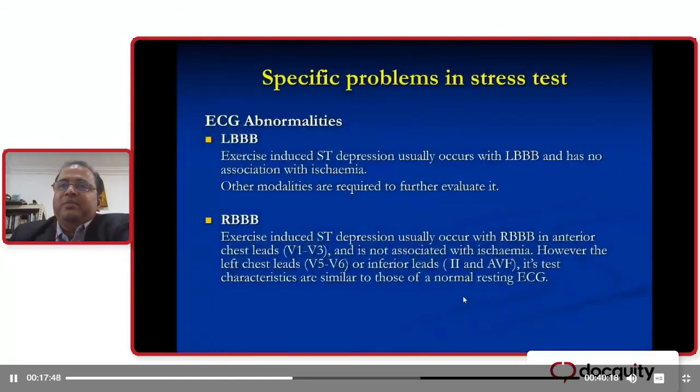So you can have problems when you got especially left bundle branch block. Right bundle branch block, you can still do the stress test, but there's certain areas you might not be able to interpret. But left bundle branch block is a no-no for stress test, and it is also a no-no for stress echo, because you have wall motion abnormalities with left bundle branch block you cannot interpret. So basically, you will need either a nuclear perfusion scan or even anatomical tests like cardiac CT and so on.